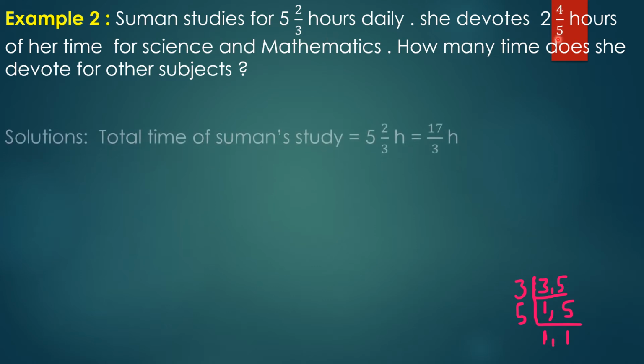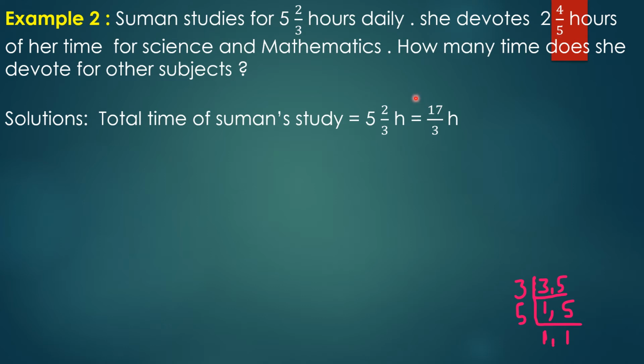Now let us know how to solve the given question. Total time of Suman's study is 5 2/3 hours. So it is a mixed fraction. So convert it into a proper or improper fraction. How to do? 3 5s are 15, and 15 plus 2, and this will become 17/3. Here what we are doing? We are multiplying the denominator with the whole number, and to the product we are adding the numerator. So this will become 17/3.